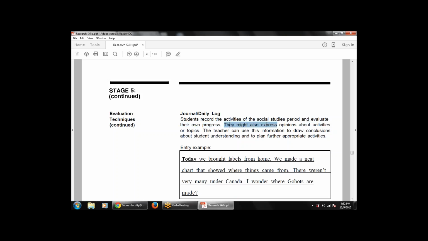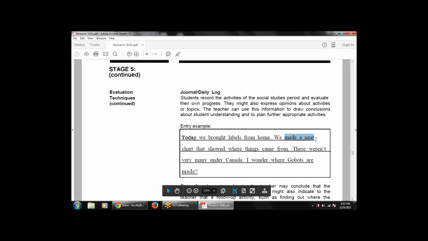They might also express opinions about activities or the topics. The teacher can use this information to draw conclusions about the student's understanding and to plan further appropriate activities. So whatever appropriate activity is being carried out, they are evaluating and gathering the information to draw conclusions about the students' understanding and to plan out the further appropriate activities. That is the general daily log.